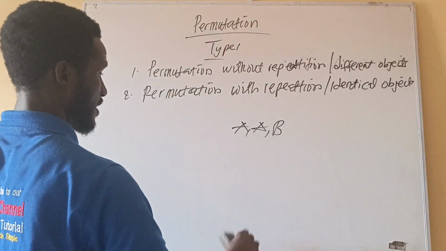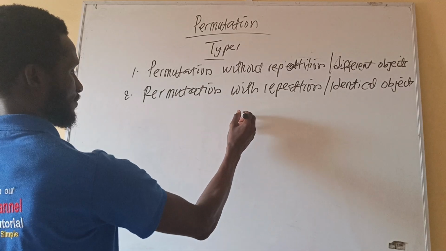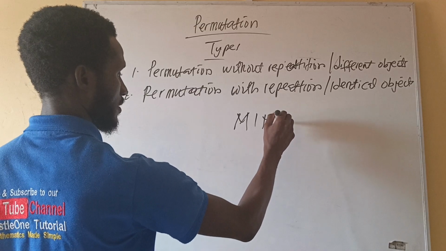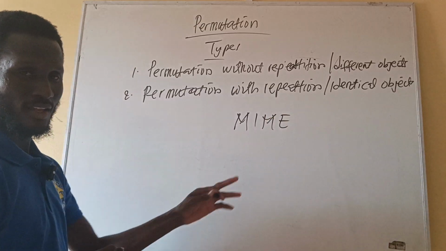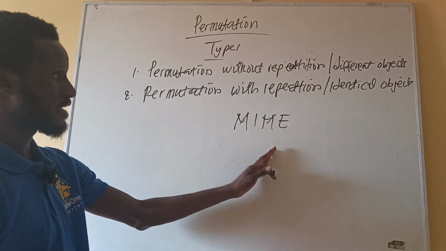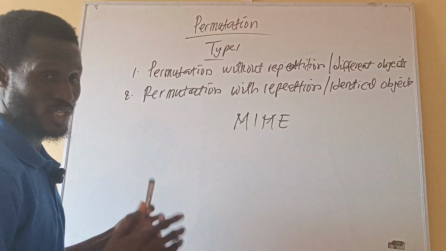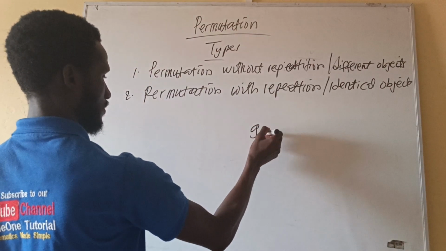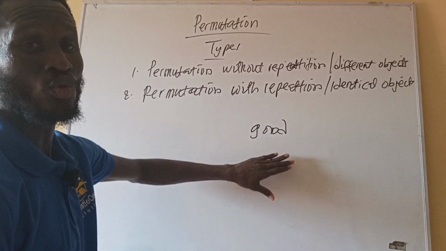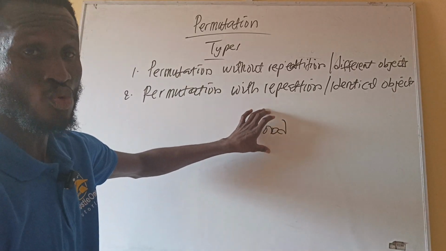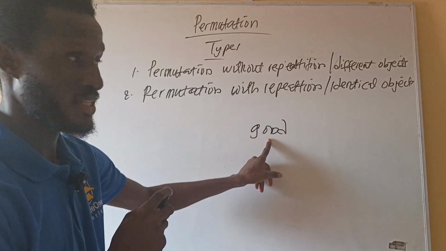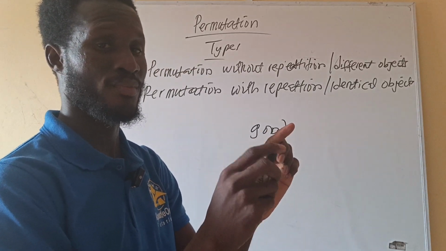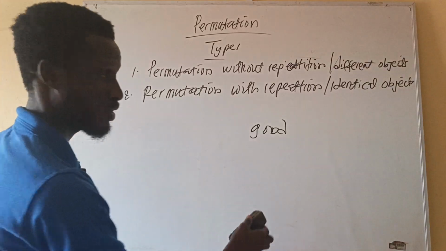Now let me give you another critical example. Can you see that M is repeating itself? Now, I can also give you plenty examples. Now, what is this word? This word is good. We have many ways we can arrange the word good. O and O is repeating itself. This one is identical objects. It is a situation where some of the objects are the same and we need to arrange. I'm going to talk about that.